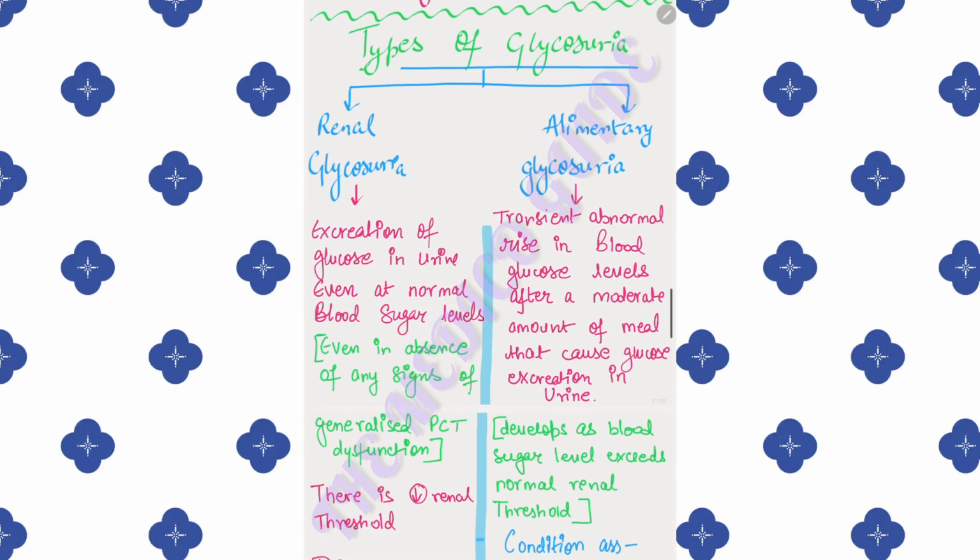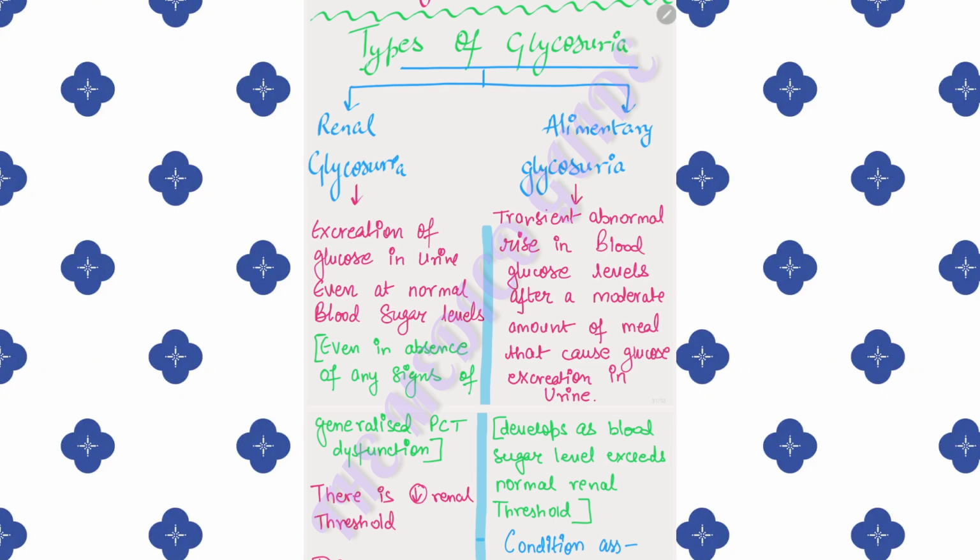Now how are both of these different? Talking about renal glycosuria, there is excretion of glucose in urine even at normal blood sugar levels. Now this is a twist here, my dear students. The pathology lies in the renal system, not in the endocrine system or the plasma glucose levels, even in the absence of any signs of generalized PCT dysfunction. PCT is the proximal convoluted tubule, which is a part of the nephron, the functioning unit of the kidney. Renal glycosuria is totally based on the kidney, as the term says. Here the culprit is the renal system and not the blood glucose levels.